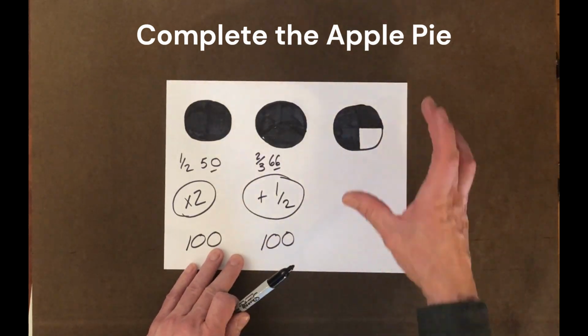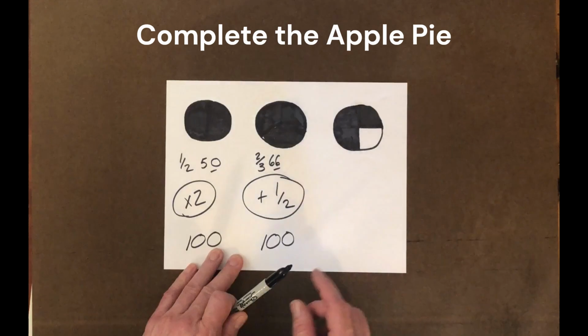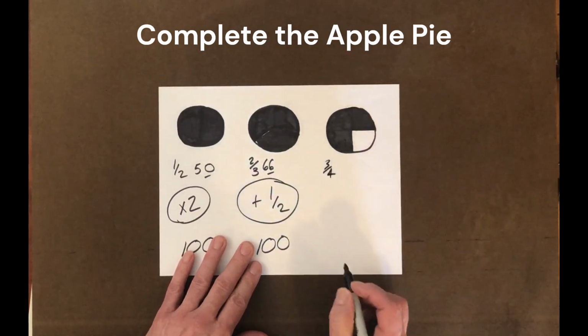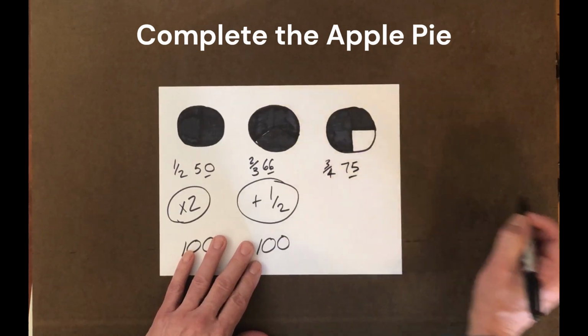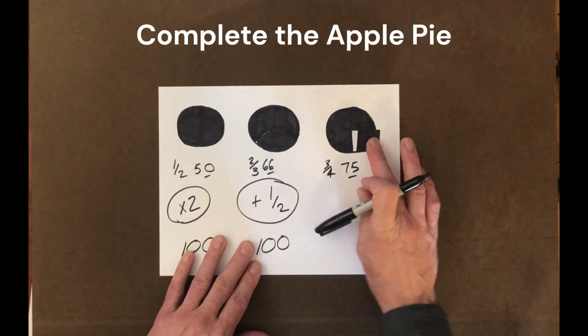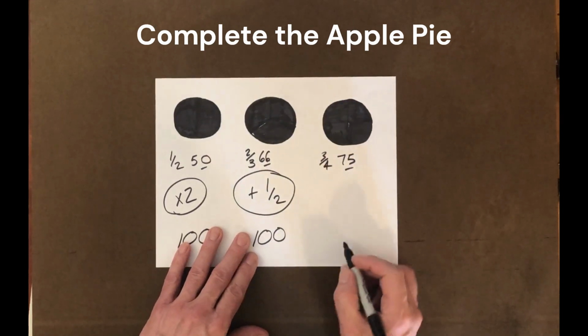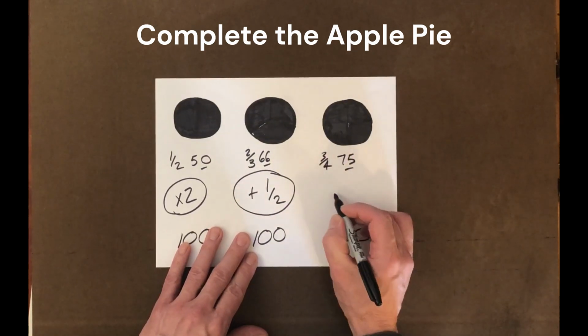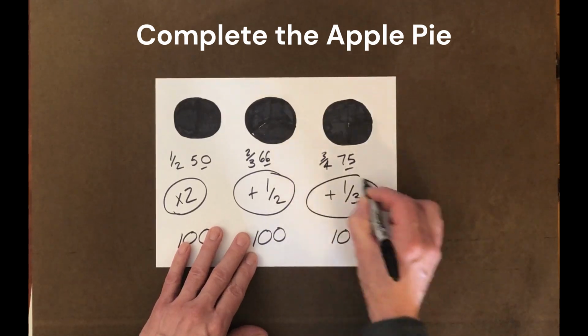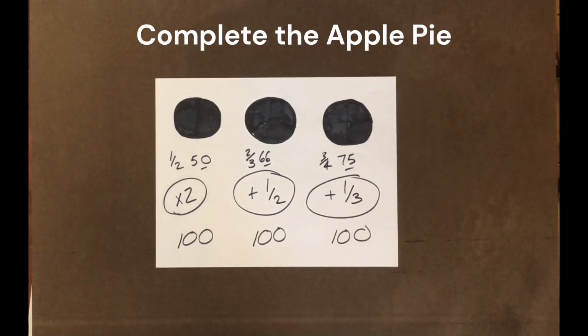So in this case we have apple pie, someone ate 1/4 of it. How do we make it whole again? So there's 3/4, 75%, and we're going to take 1/3 of what is left, add it to it, and that gets us to 100. So we're going to add 1/3. And that's the basics of an apple pie.